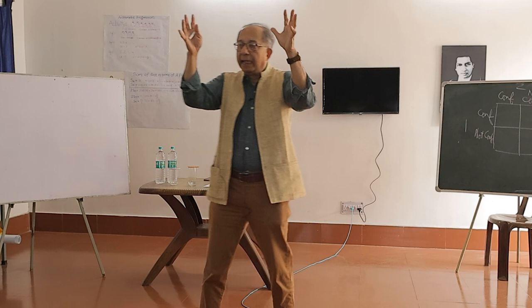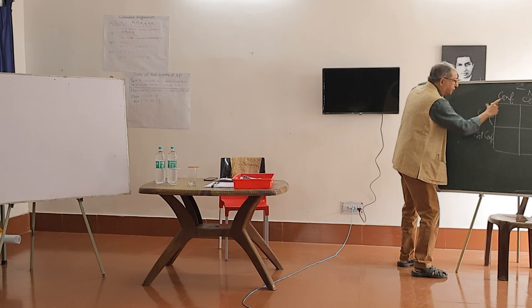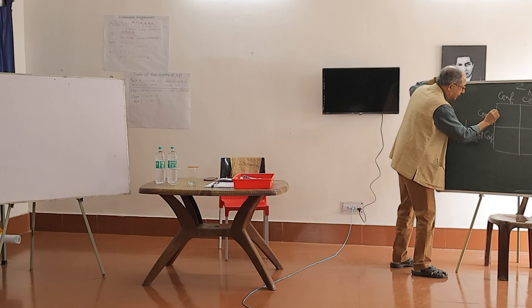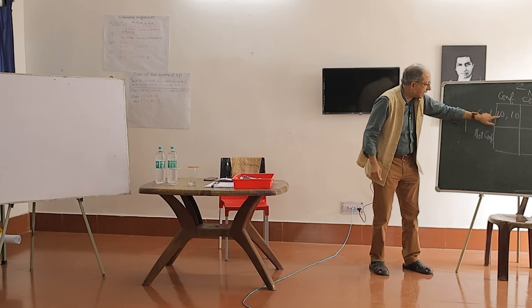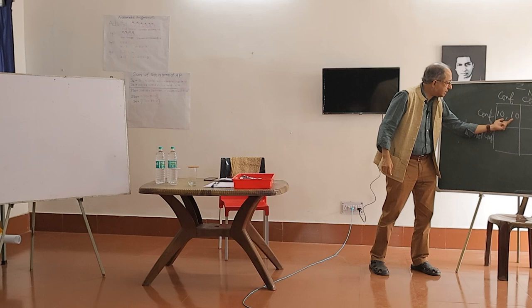Now, tell me, if both of you confess, do you remember how much you get? 10. So what we write is 10, 10. The left-hand number is always what this person gets. The right-hand number in any box is what this person gets, 10, 10. If both don't confess, haven't done it, 2.